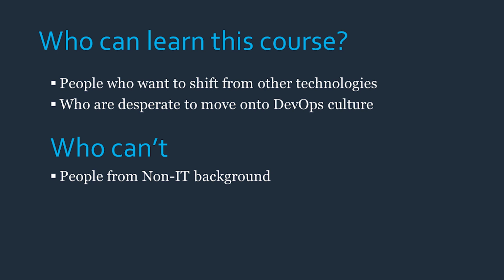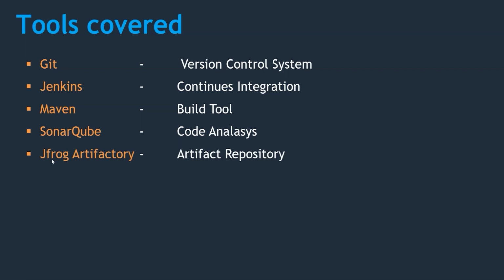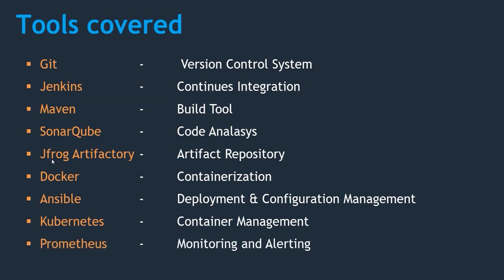Next, we'll see what technology stack we cover in this course. Tools covered. We are going to cover Git as a version control system, Jenkins as a continuous integration tool, Maven as a build tool, SonarQube for code analysis, JFrog Artifactory for artifact repository, Docker for containerization, Ansible for deployment and configuration management, Kubernetes for container management, Prometheus for monitoring, and also Grafana for alerting. These are the tools we are going to cover in this training. If you don't know any of these tools, don't worry, you are going to understand these tools going forward.